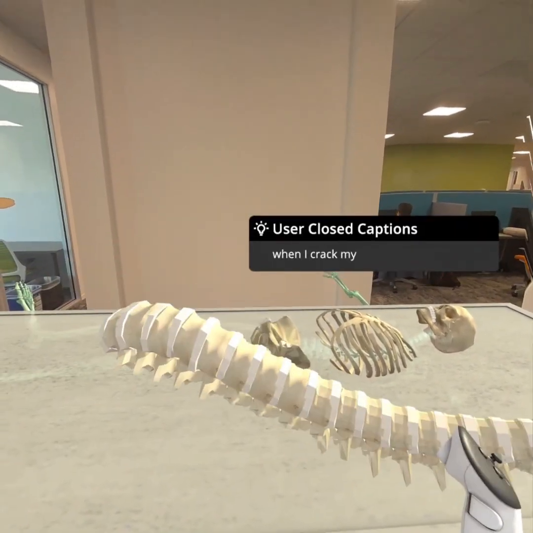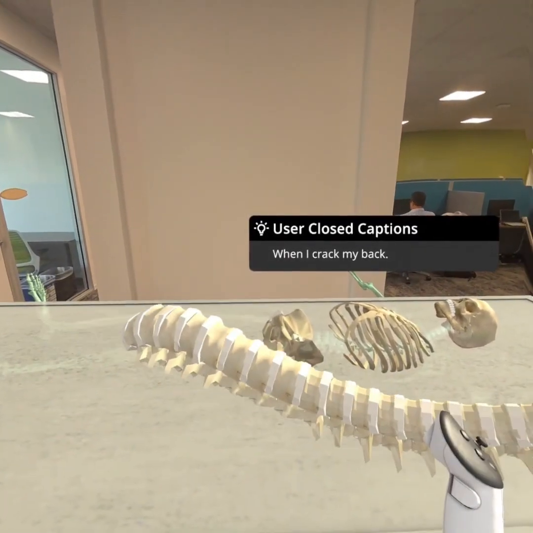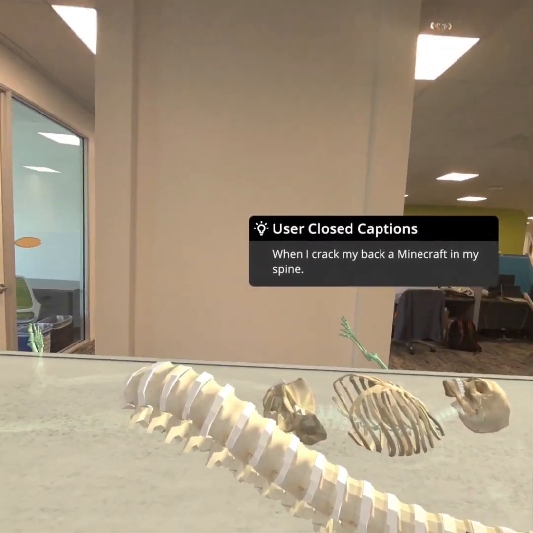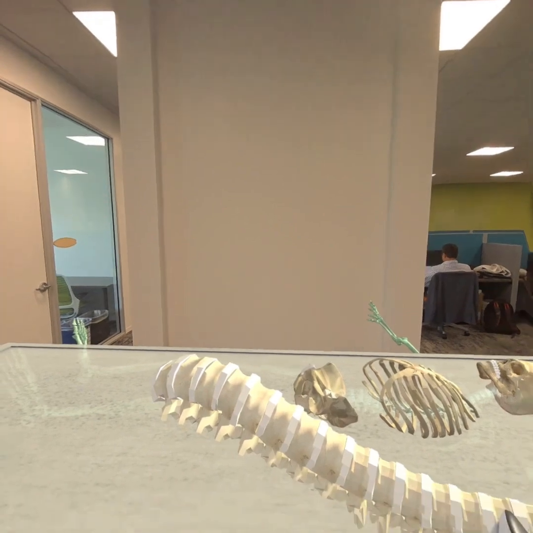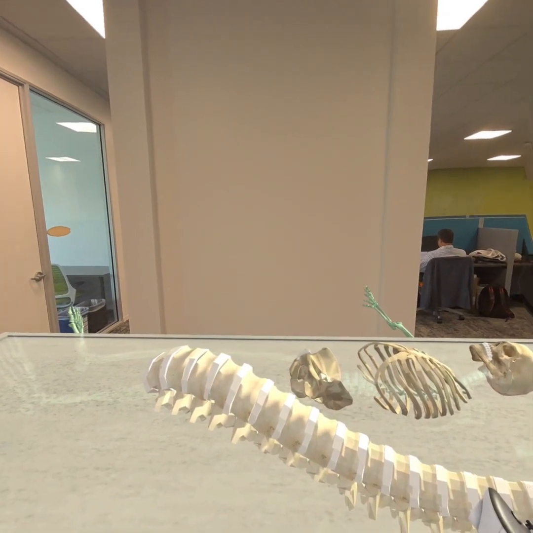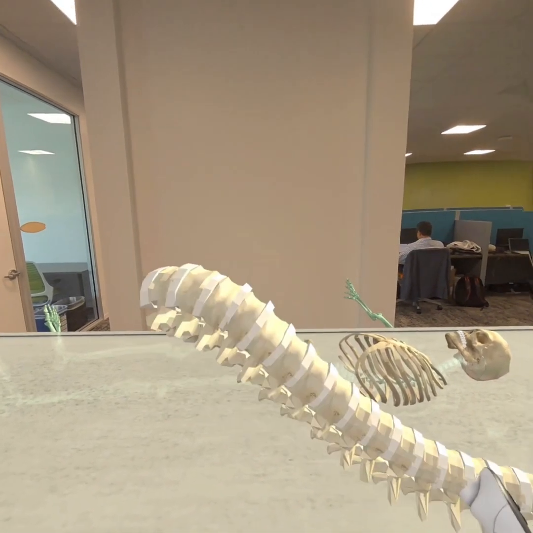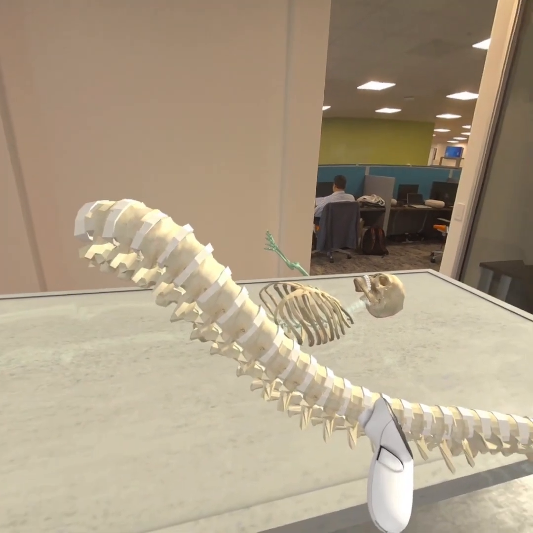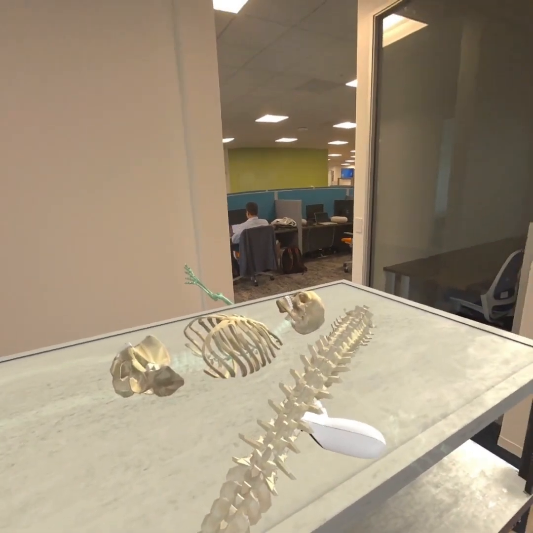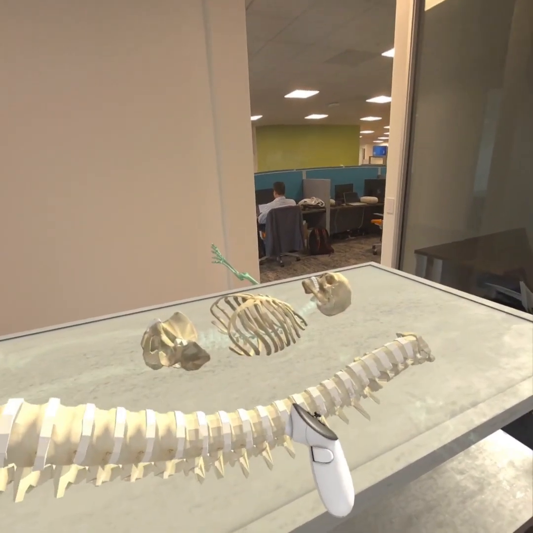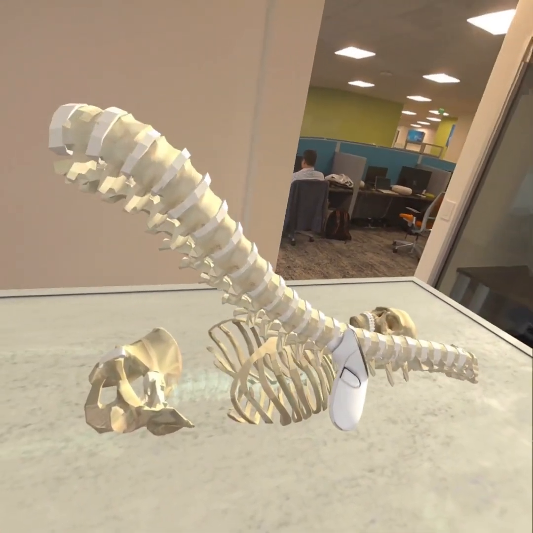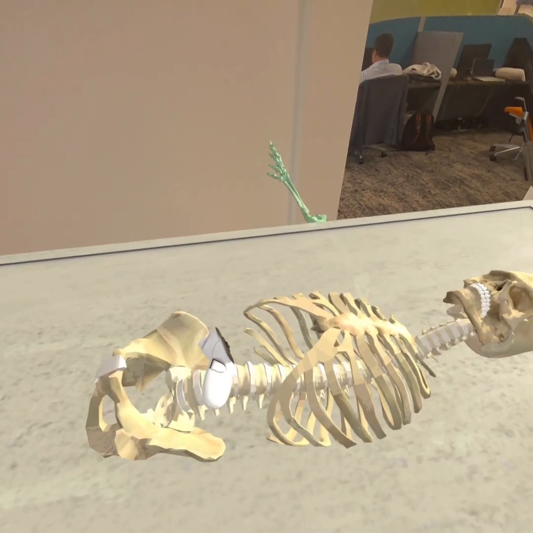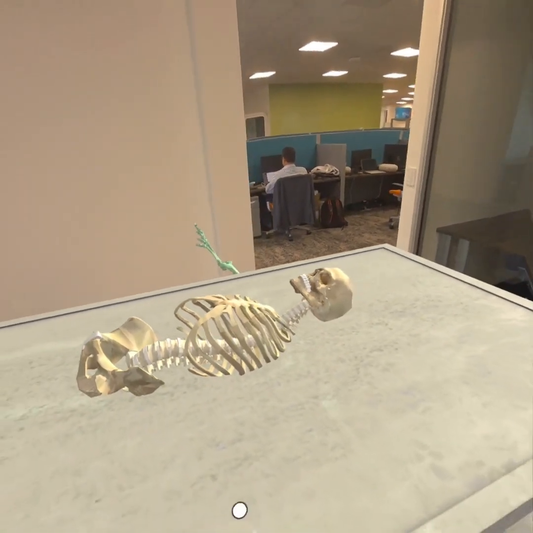When I crack my back, am I cracking my spine? What's going on there? When you crack your back, what's actually happening is the release of gas that's built up in the joints between the vertebrae in your spine. This is similar to when you crack your knuckles. It's a completely natural process and typically isn't harmful unless it's causing you pain.